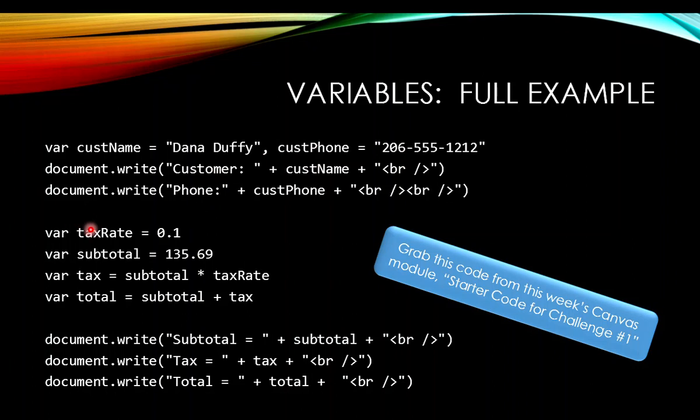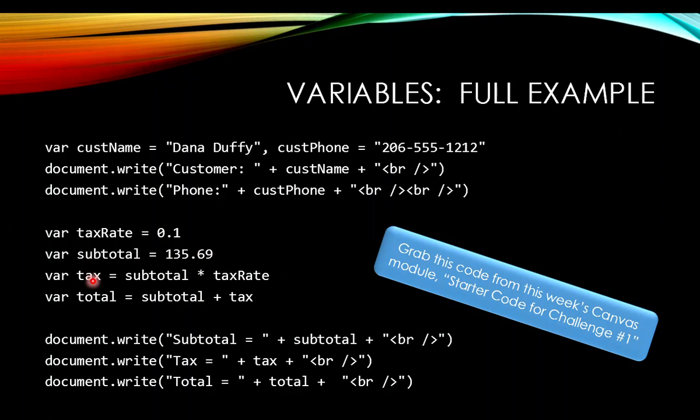What about down here? I create tax rate, put a 0.1 in it. I create a variable called subtotal and put 135.69 in it. Then I calculate tax by taking subtotal times the tax rate. This is going to take the 135.69 multiplied by the tax rate. It's going to take the result of that and store it in a variable called tax. Then it's going to take the subtotal and the tax, add those together, and put it in a variable called total. So do you see that we can use this data multiple times?